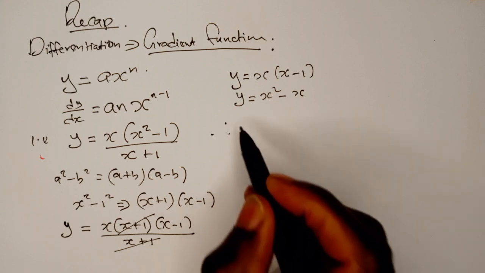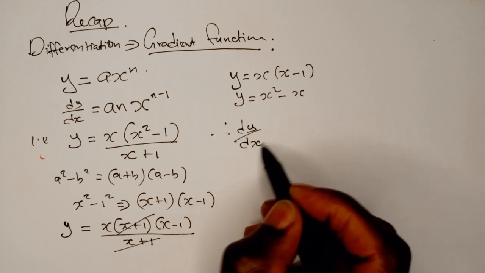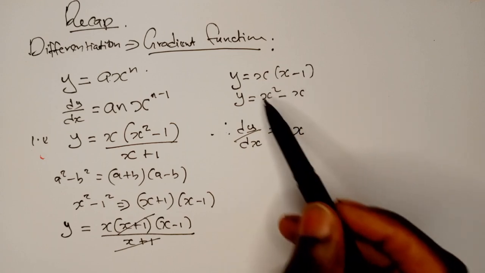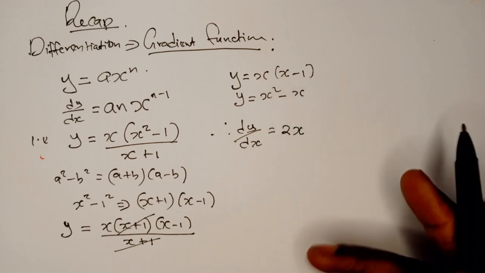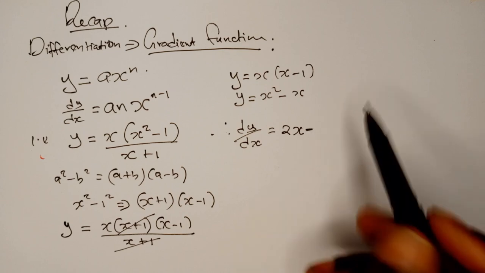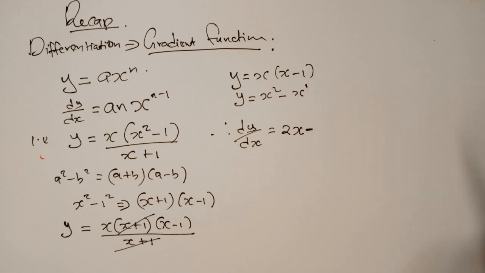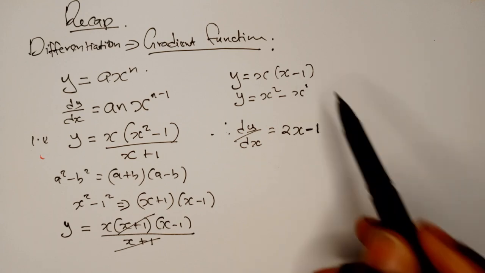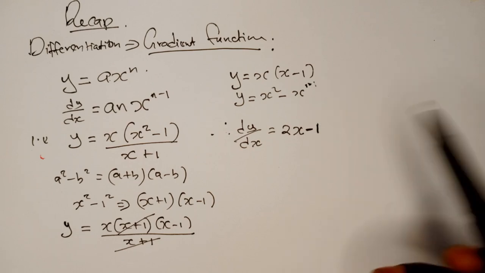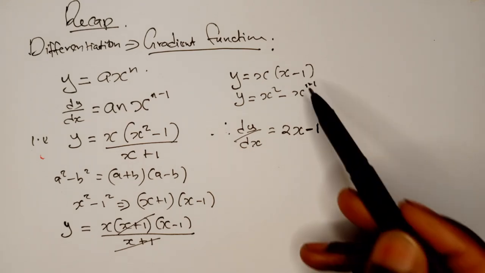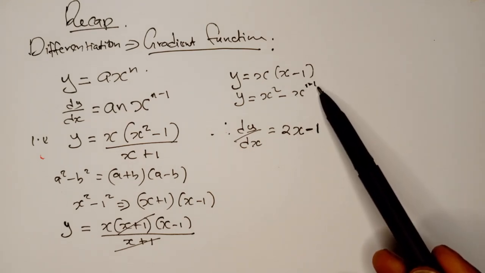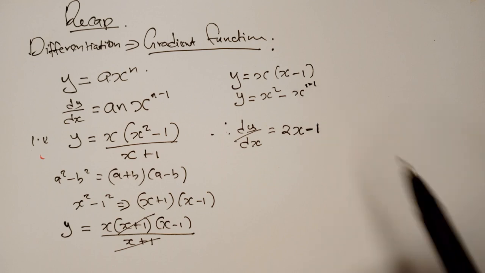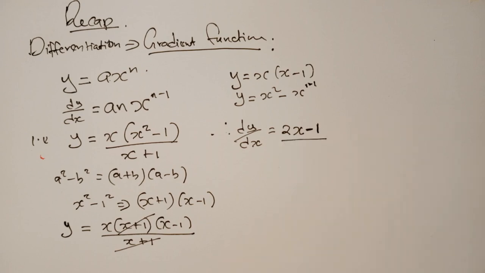So we just say now therefore our dy/dx will be: this is 2x, 2 multiplied by 1 is 2, then you minus 1 will give you 2x. Then minus, this is the same as x raised to power 1, so this will be 1 times whatever is in front here, which is 1. Then if you minus 1 from that power, you're going to remain with 0, so it will be x raised to 0, that is 1. 1 times this 1 is 1. And this is your gradient function.